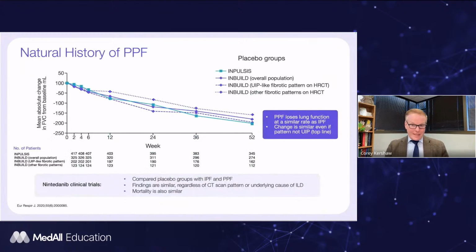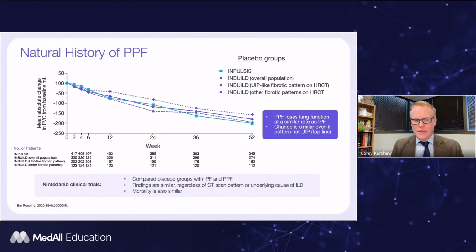Why is this important? This is why. This is a slide that shows the progression of forced vital capacity decline over 52 weeks in two separate clinical trials. The lighter blue curve is the placebo group from the INPULSIS trial. INPULSIS was the study that randomized patients with IPF to nintedanib versus placebo. So this is the placebo group. These are patients with IPF that were not taking anything. The INBUILD group, those are all the purple lines. INBUILD was a study also of nintedanib for progressive pulmonary fibrosis. So everyone in INBUILD met criteria for progression.